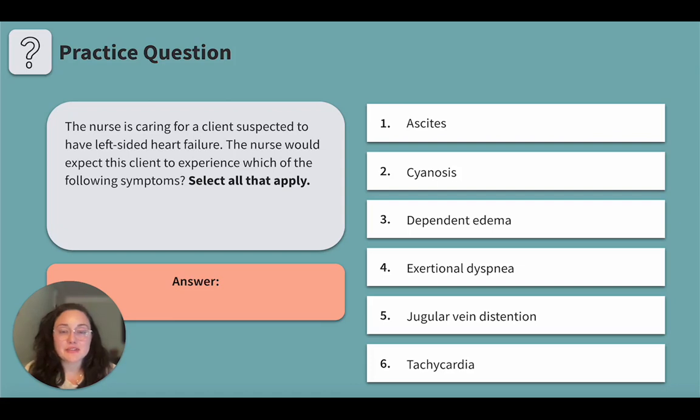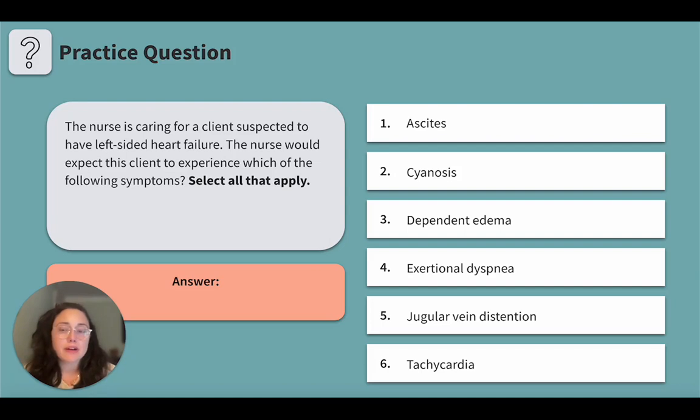The nurse is caring for a client suspected to have left-sided heart failure. The nurse would expect this client to experience which of the following symptoms? Select all that apply. Here are the options. Ascites, cyanosis, dependent edema, exertional dyspnea, jugular vein distention, tachycardia.